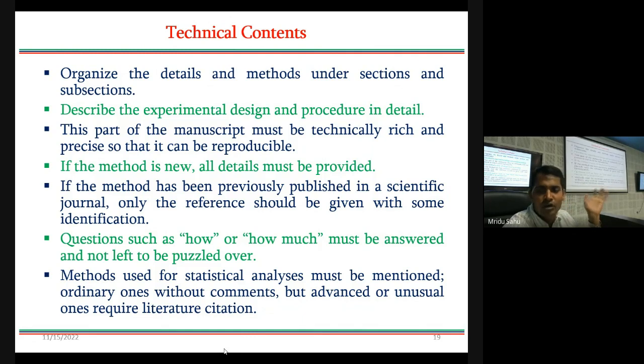If the method is new, all details must be provided. If the method has been previously published in a scientific journal, only the reference should be given with some identification. Very important part. Most of the time, what happens is that we have read about some concept in some paper and we are repeating a similar thing in our paper in different ways. It should not happen. You just cite that paper, saying that so and so theory is discussed in this, and just carry forward from there. You need not write a big paper. Again, I am mentioning, the paper has to be very crisp. जितने required है, you write that much content only.